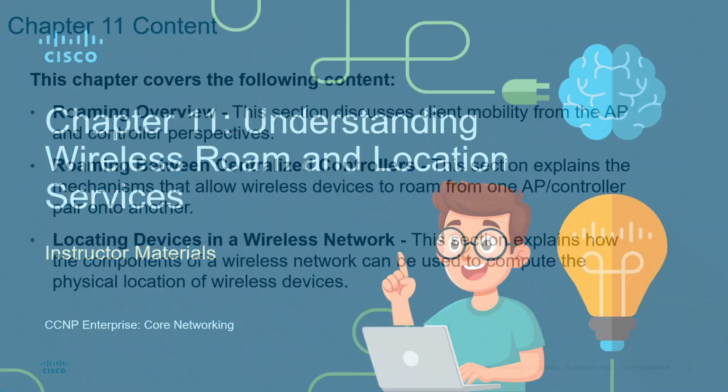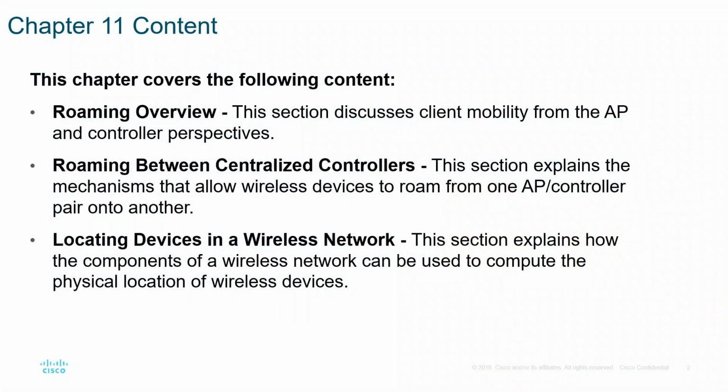So this is the roaming overview. Roaming means you're walking, it means walking freely. And roaming between centralized controllers, it means WLC. You have centralized, which means WLC. And then how does the Wi-Fi detect that your phone is in range? So that's locating devices in a wireless network.